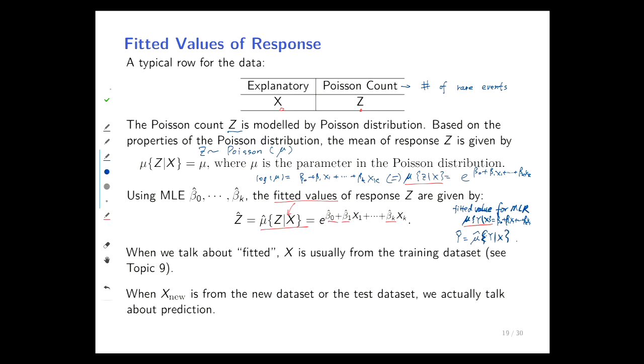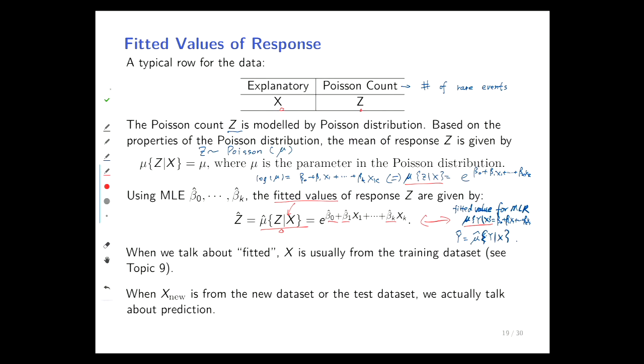We use the estimated mean of response as the fitted value of the mean of the response variable. Similarly, we also use the estimated mean of response as the fitted value for the response variable Z. So the idea is consistent. We have a slightly different model, but the idea for the fitted value is the same.